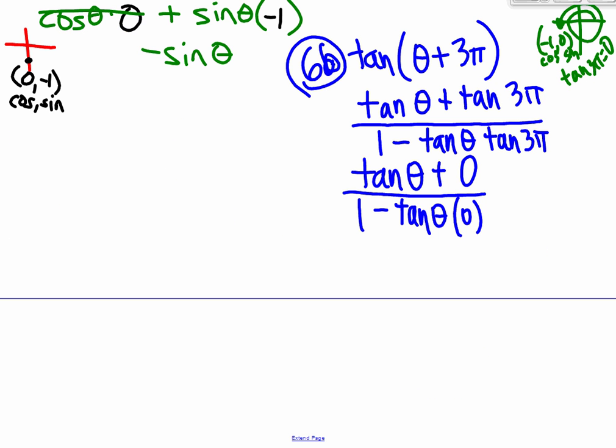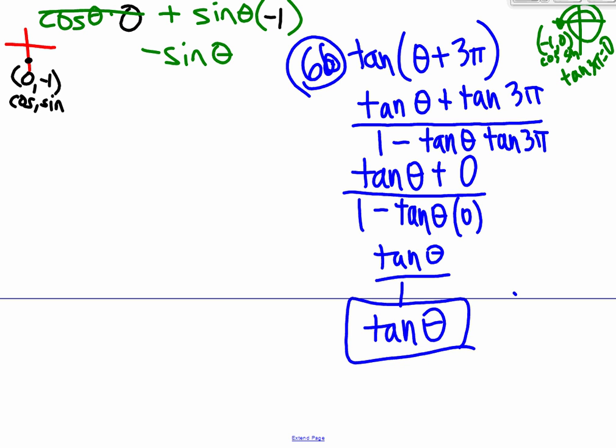And then what is that going to turn out to be? Tangent theta plus 0 is just tangent theta over, and then 1 minus 0 is 1, so tangent theta. So in this case, the tangent of theta plus 3 pi is the same as the tangent of theta. And, well, that should make sense to us. Do we agree? That should make sense.